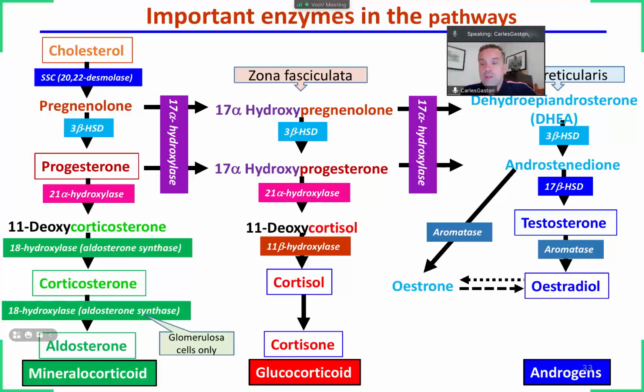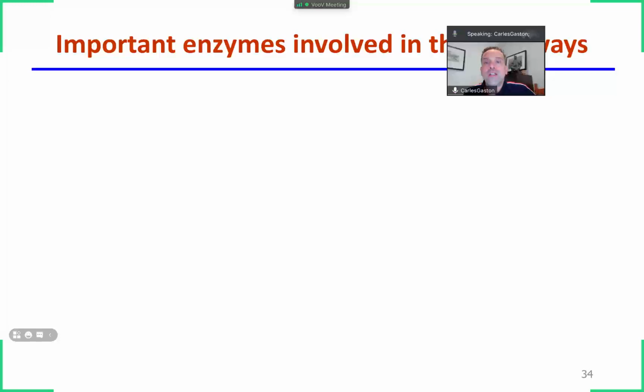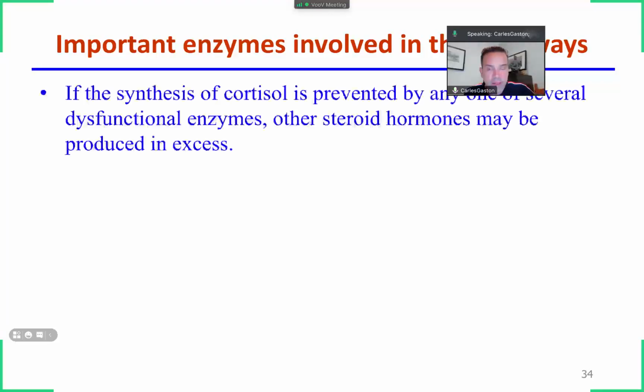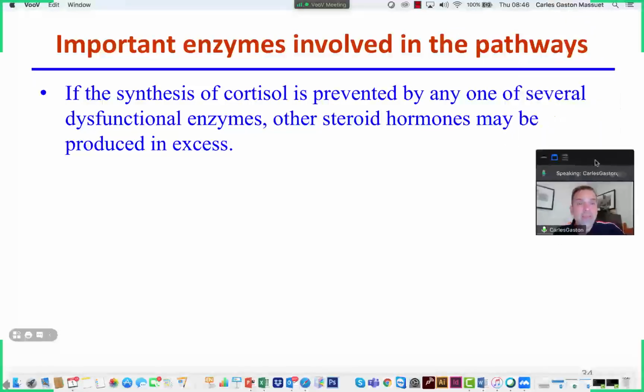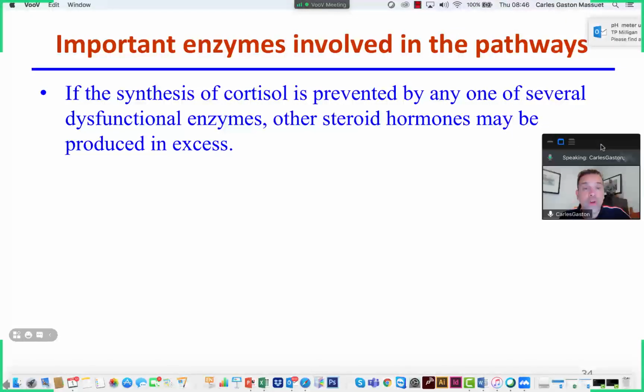I have also added here some of the other enzymes that convert and are important. You don't need to memorize them all. As I said, we are going to go through the ones that are important for disease. This is a very complex pathway. These are the important enzymes involved in the pathway of the cortisols. The synthesis of cortisol is prevented by any of several dysfunctional enzymes. Other steroid hormones may be reduced or in excess.